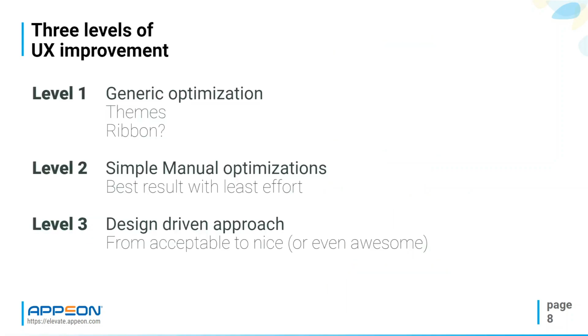Okay, 3 levels of UX improvement. Level 1 is just the generic optimization. You can take themes, you might take ribbon as it comes out. When I did this presentation, I didn't know it was actually coming. Second level would be a simple manual optimization. So do some manual things, just little things that help a lot. I'm going to go deeper into that. And then level 3 would be the design-driven approach. So you go to your UI with another approach. I'm going into that deeper.